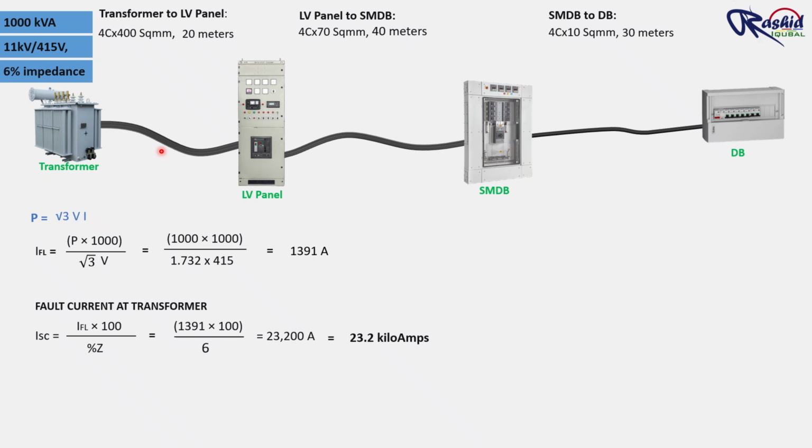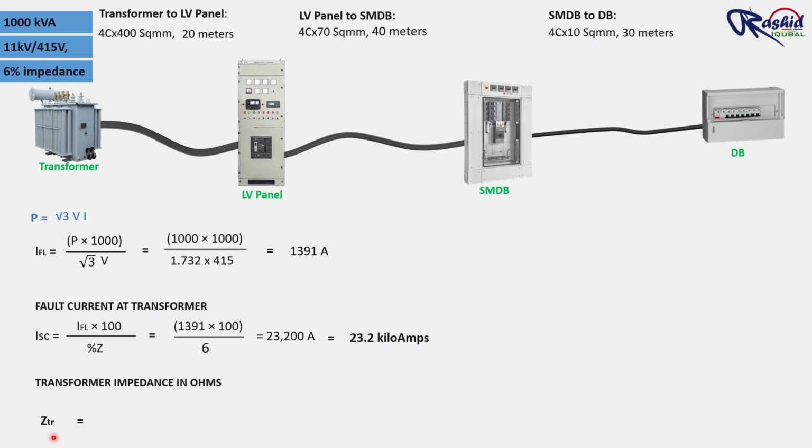Now to calculate fault current beyond the transformer, for example at the LV panel, we need the transformer impedance in ohms. Because it is mentioned in percentage, now we need to convert into ohms, because cable has resistance and reactance in ohm. So to add cable impedance with transformer impedance, both must be in the same unit, that is ohm. We already calculated short circuit current at the transformer secondary side, that is 23.2 kiloampere. Using this value, we can calculate transformer impedance in ohm.